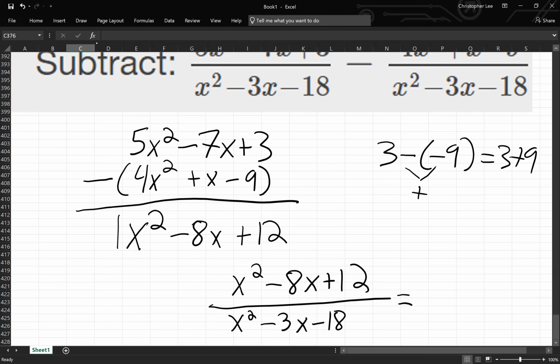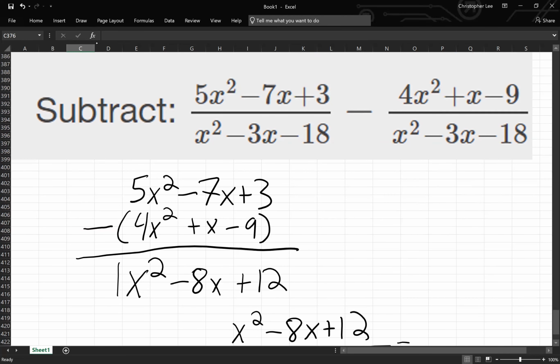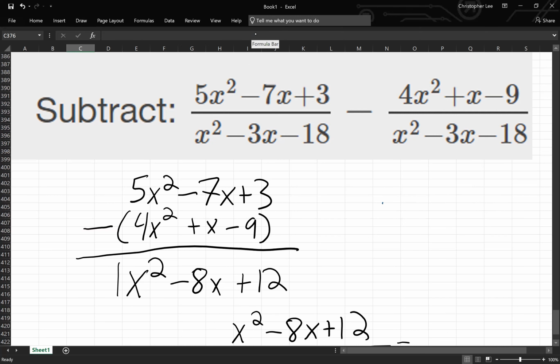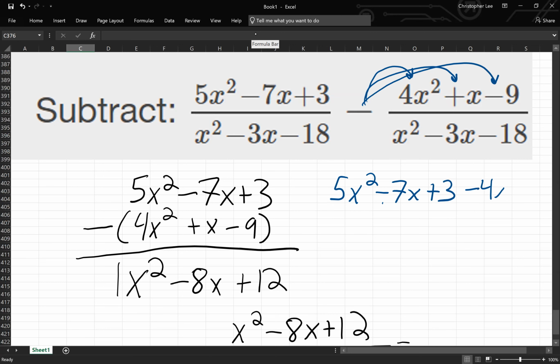So the straight way that I wanted to do it, right? Let me just do that in a different color real quick. The way that I wanted to do it was I wanted you to subtract. I wanted you to just distribute the negative, right? And then you just combine the like terms. So I have 5x² minus 7x plus 3, right? And then minus 4x² minus x plus 9. I ran out of space here.